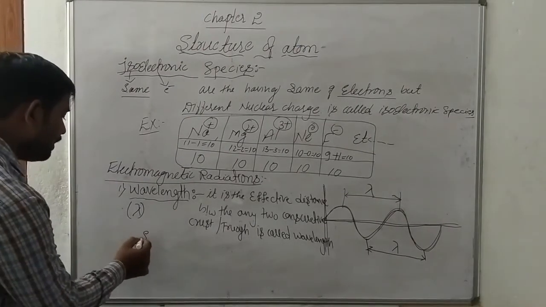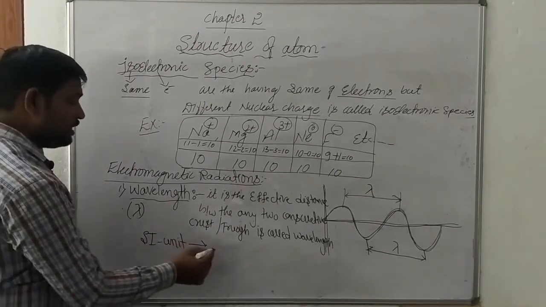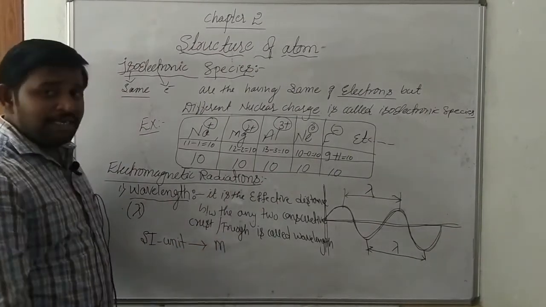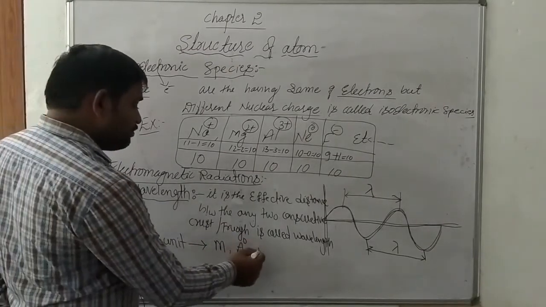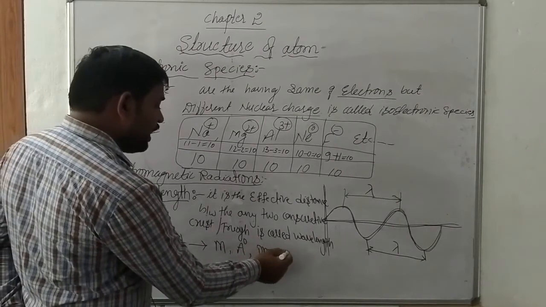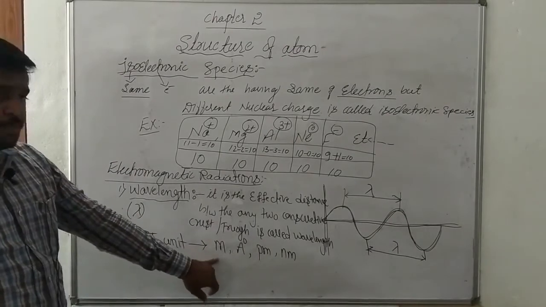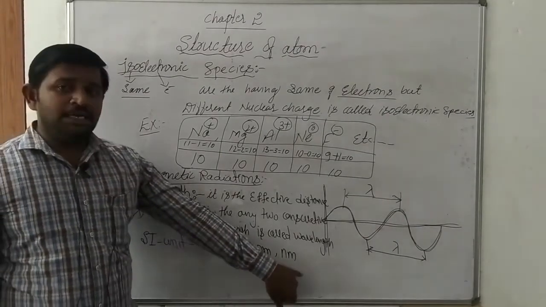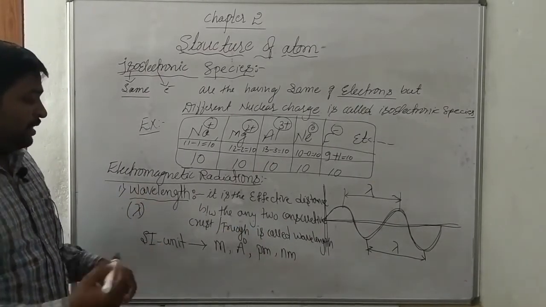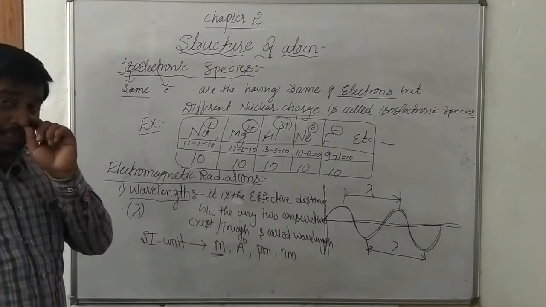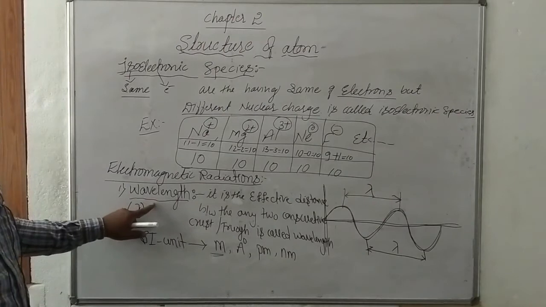The SI unit for wavelength is the meter. It can be measured in terms of meters, angstrom, picometer or nanometer, etc. These are the units for wavelength. Usually we measure in terms of meters. Okay. Now let us go for one more important electromagnetic radiation property, that is frequency.